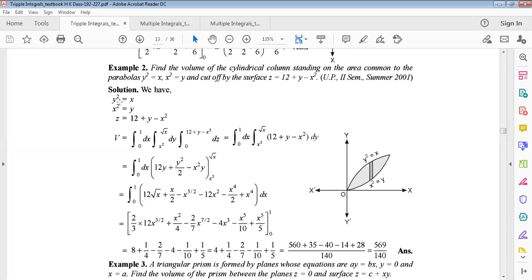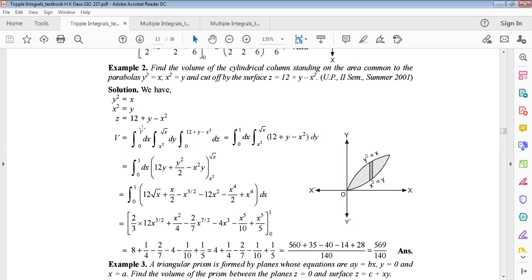This will become, if x equals y square, then it is y to the power 4 equal to y, right? If we take y common, then y cube minus 1 equals 0. Understand? So y equals 0, then x equals 0. Another factor is y cube minus 1. If we solve, y equals 1. And if we put y equals 1, then x equals 1.